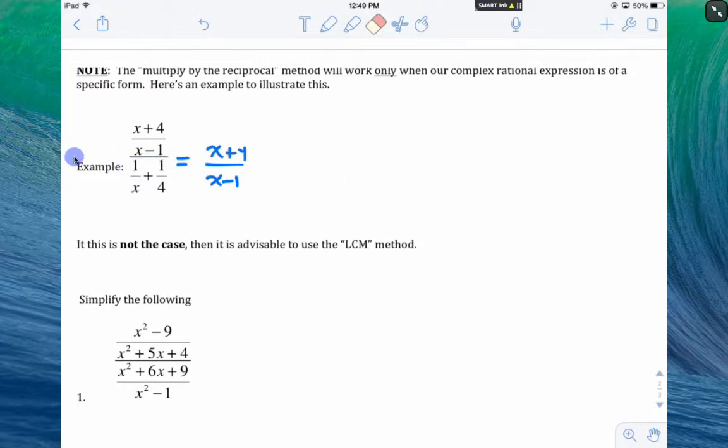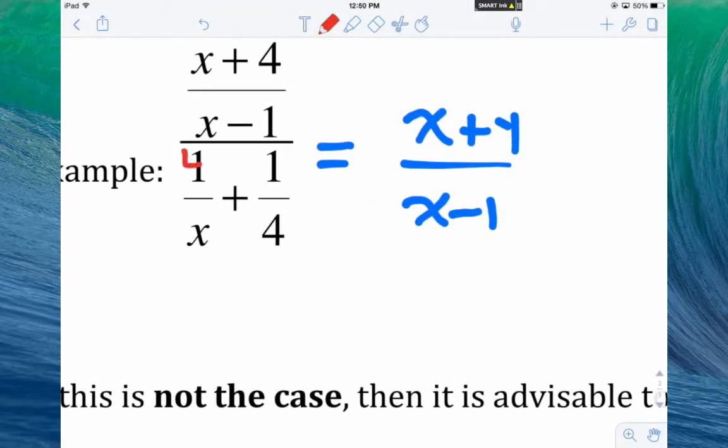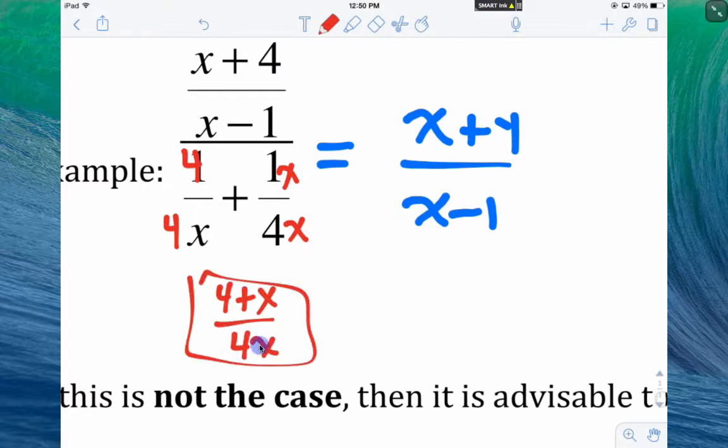So what I'm going to do is a little bit of shorthand. I'm going to zoom way in. I'm going to multiply this first fraction by 4 over 4 and the second fraction by x over x. So now we have that same denominator. If we were to write this big denominator as one fraction, it would be 4 plus x over 4x.